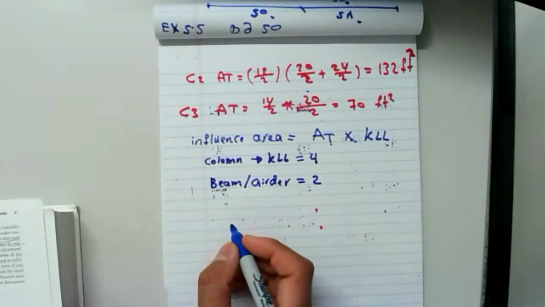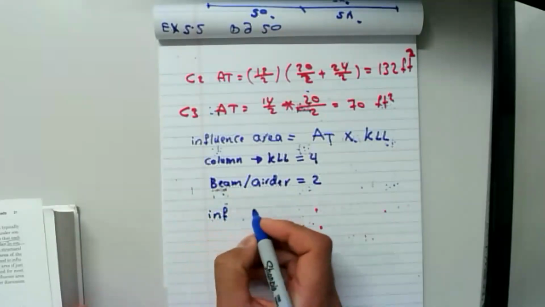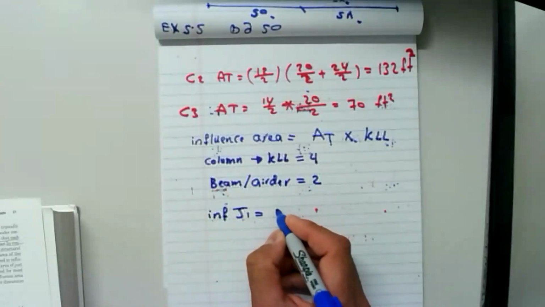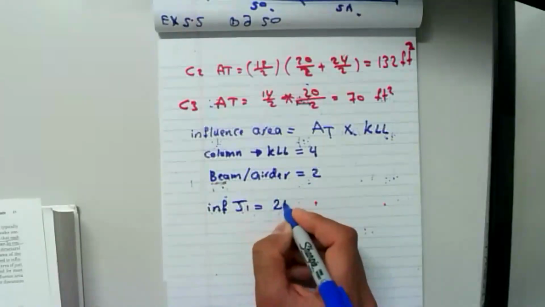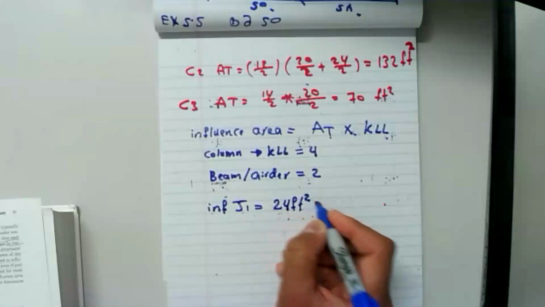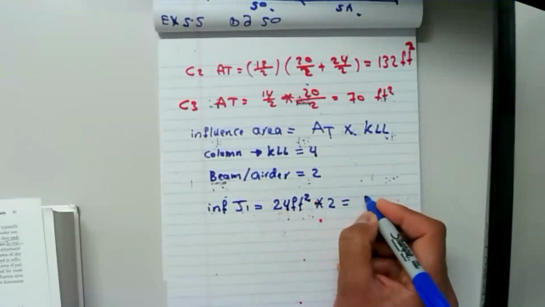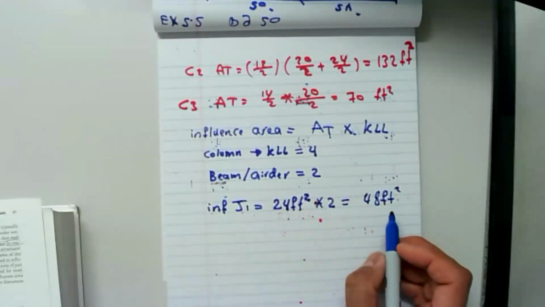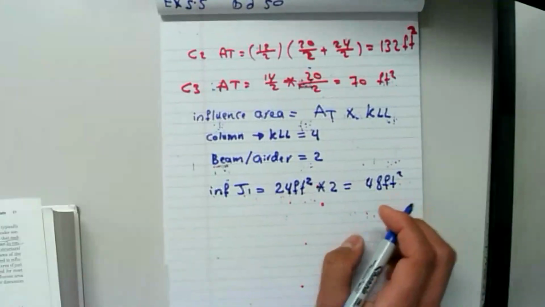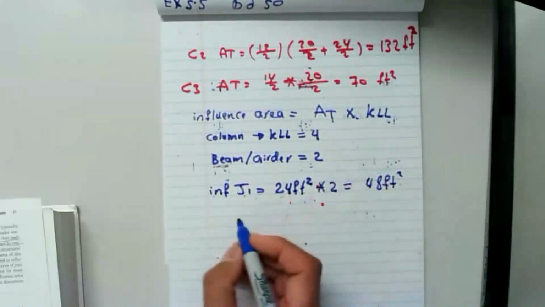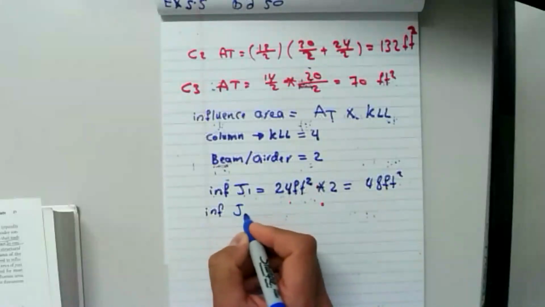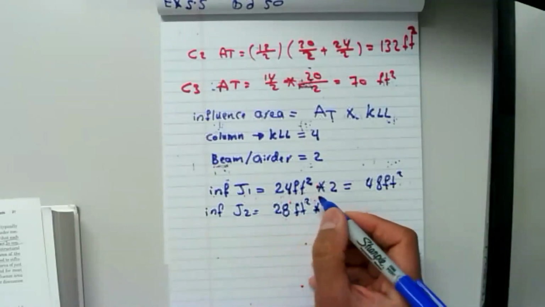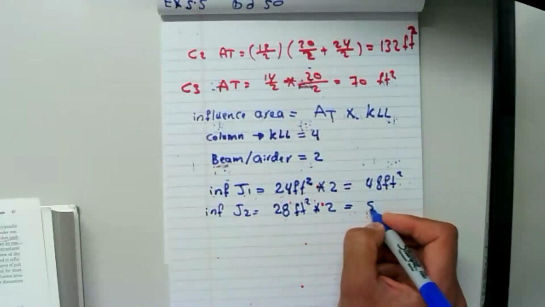So if you want to go back and find the influence area, I'm just going to call it INF for joist 1. What is the influence area? It's 24 square feet times 2, and this gives me 48 square feet. Now, I have to ask you this: why did the unit here remain the same? Square feet and square feet. Because 2 is a factor, it doesn't have any units. So J2 is what? 28 square feet times what? 2, because it's a beam, so it's 56 square feet.